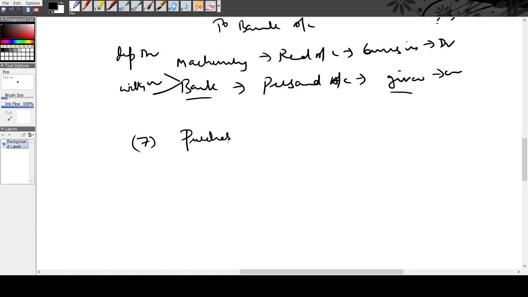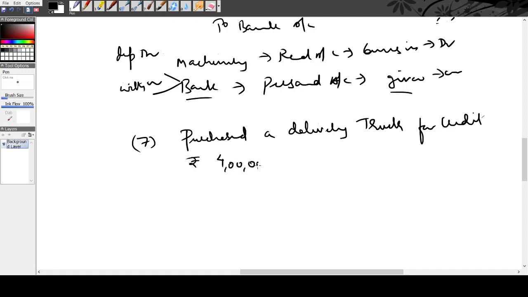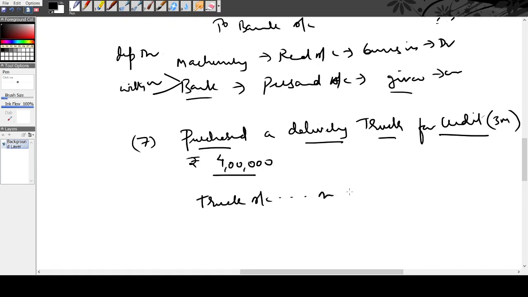Purchased a delivery truck for credit rupees 4 lakhs. So what we have done is we have purchased a delivery truck for credit, and the vendor has given us 3 months time to make the payment. So how do you record this journal entry now? Again, truck is an asset for us. Truck account debit 4 lakhs. We have not paid cash, or we have not issued a check. We have promised to make the payment after 3 months.